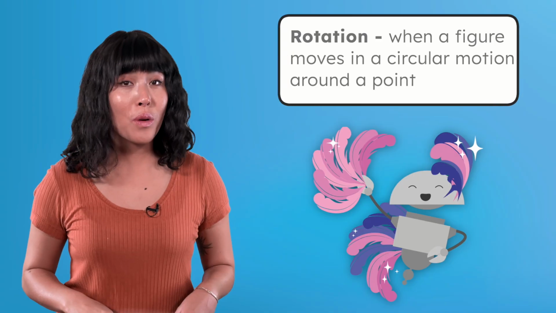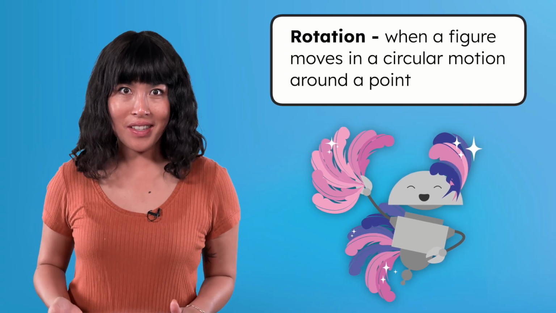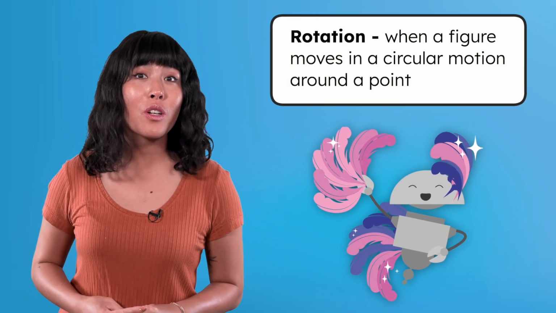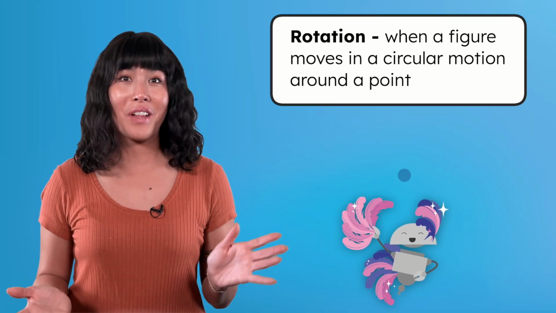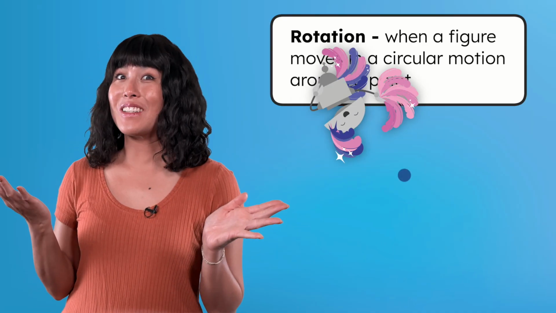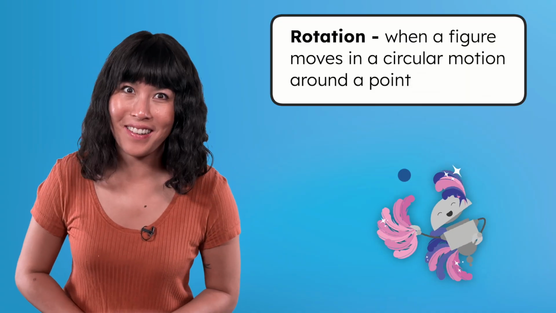We've learned about translations and reflections in the previous lessons. Today, we're moving on to rotations. A rotation is when a figure moves in a circular motion around a point. Sort of like how Mia's turning around this blue point here.